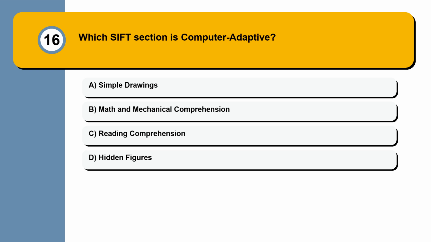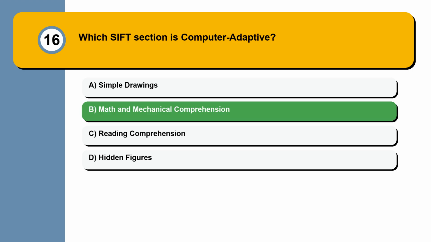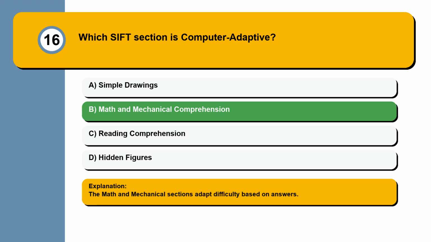Question 16. Which SIFT section is computer adaptive? Simple drawings, math and mechanical comprehension, reading comprehension, hidden figures. The math and mechanical sections adapt difficulty based on answers.